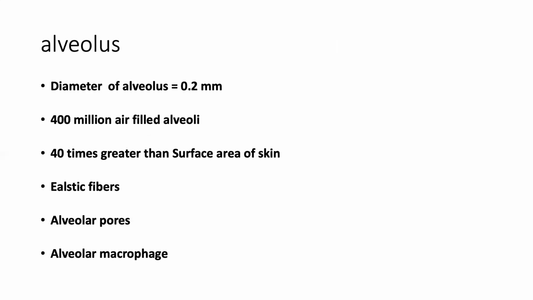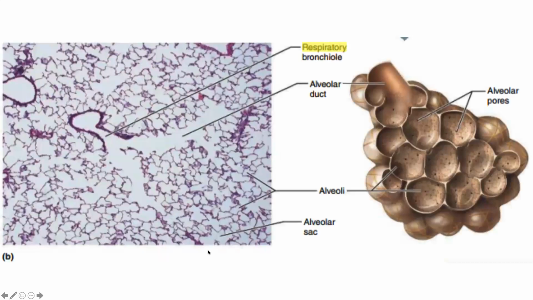If we go back and study again: alveolus diameter is 0.2 millimeter. There are about 400 million air-filled alveoli in our lungs. Its surface area is 40 times greater than the skin. It has elastic fibers, and there will be alveolar pores and alveolar macrophages. So this is the alveoli. I hope you remember this slide when we studied simple squamous epithelium. That is what we saw.